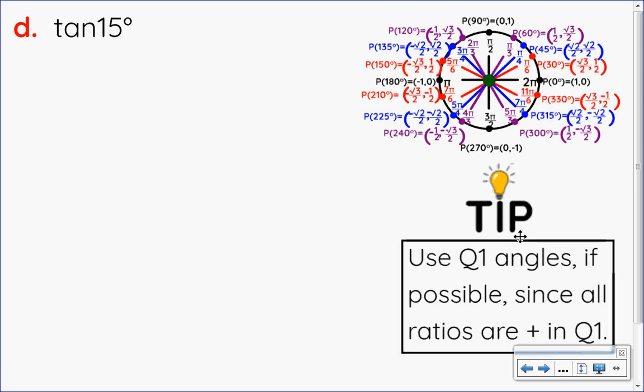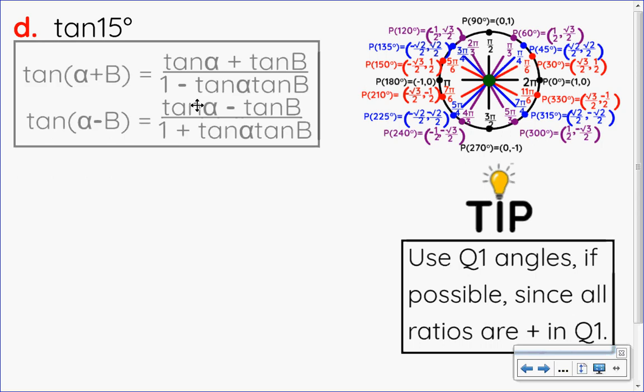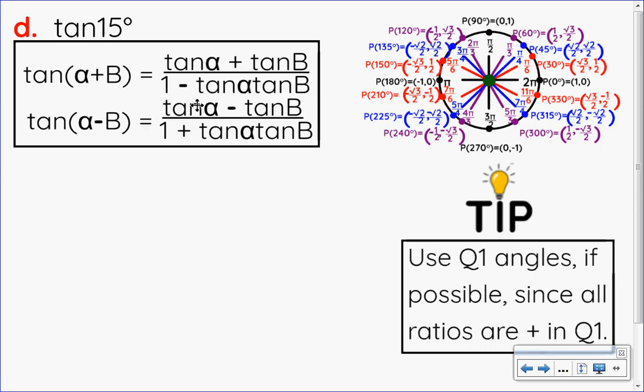My tip to you is, wherever possible, stay in quadrant 1, because my sine, cosine, and tangent ratios are all positive in quadrant number 1. So I know this will be an angle difference because there are no angles I can add to get 15 degrees. So I am just going to go with 45 and 30 degrees. So I know that tan of 15 degrees will be the same as tan of 45 minus 30 degrees.